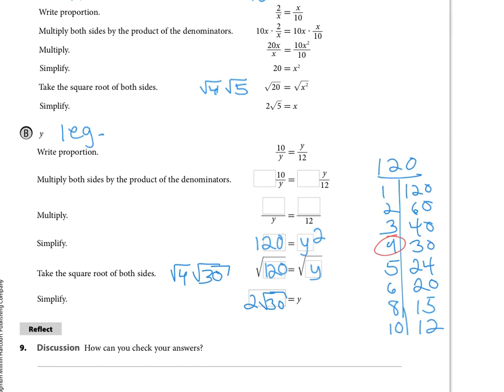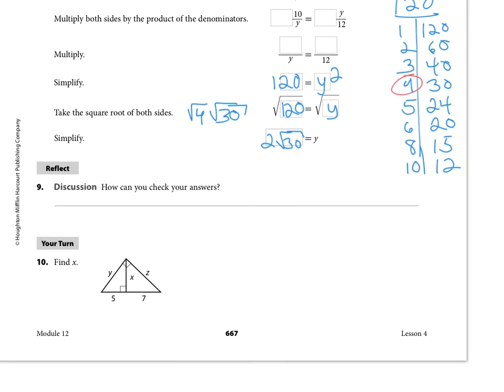Alright, you only have one Your Turn problem at the bottom of this page for this video, and that's number 10. Take a pause right now before you go on to the next video and figure out what you are missing for finding x here. x, remember, looking at it in the diagram, that is the altitude, so think back to which part of the Explain 3 we should model that after. Alright, we'll see you in the next video.